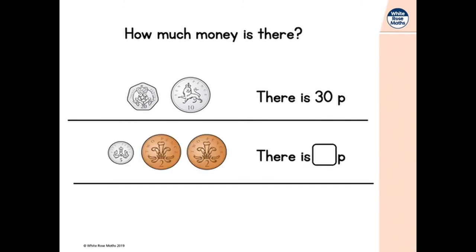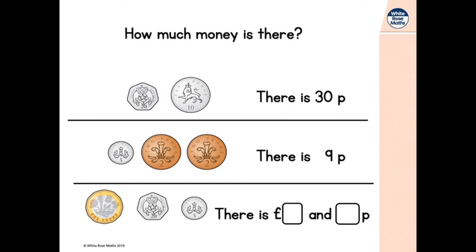Now another day I reached in and pulled out these 3 coins. How much money is there? 5p, 2p, and 2p. Well, if I add those all up, I can see that I had 9p in my pocket. And then on a third day, I pulled out 3 more coins. How much money is there?